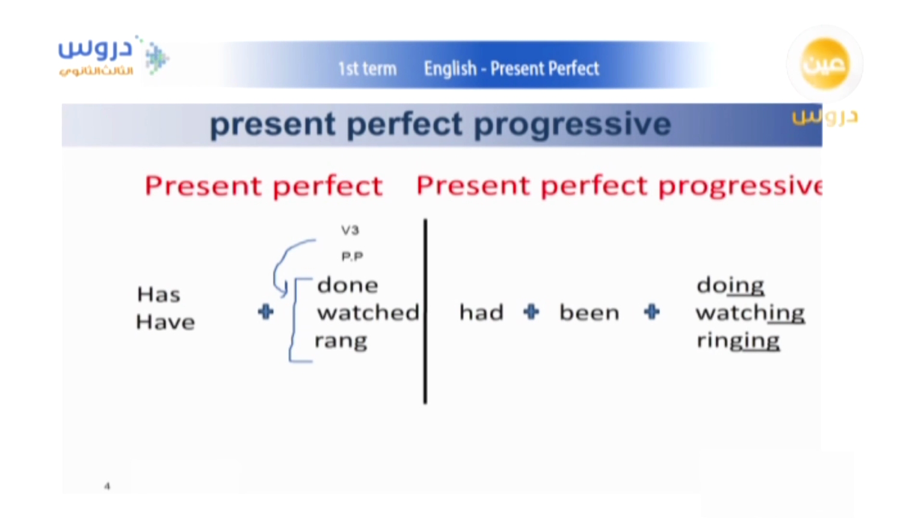So I'm gonna write now the pronouns that come with has: he, she, and it. So here are the pronouns. He has, she has, and it has. So all these pronouns come with has.